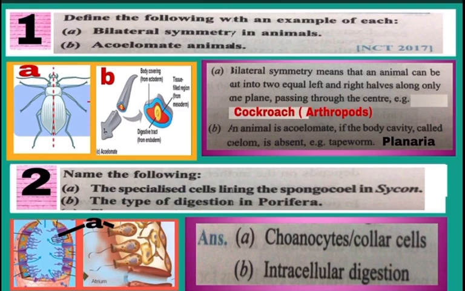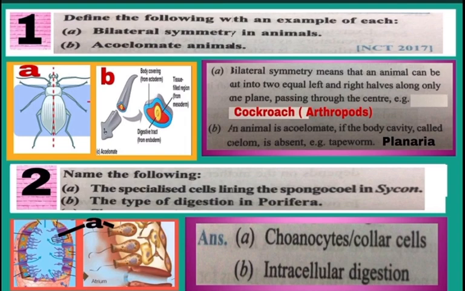Come to question number 2. Name the following. A. The specialized cells lining the spongocoel in Scypha. The central cavity of sponges is called the spongocoel. And the spongocoel is lined by cells called choanocytes or collar cells. You can see in diagram labeling A. Choanocyte cells. Clear?